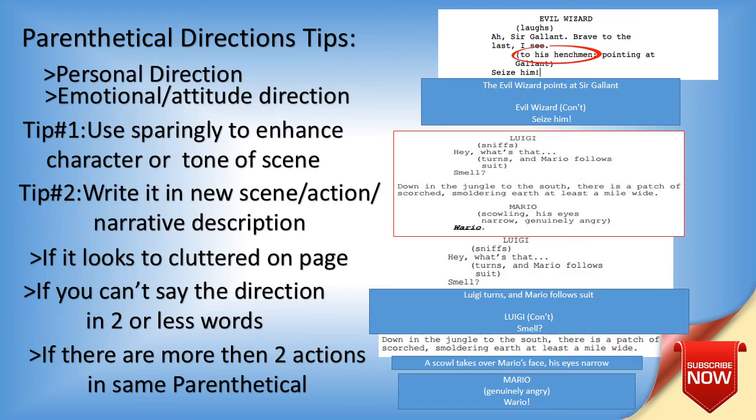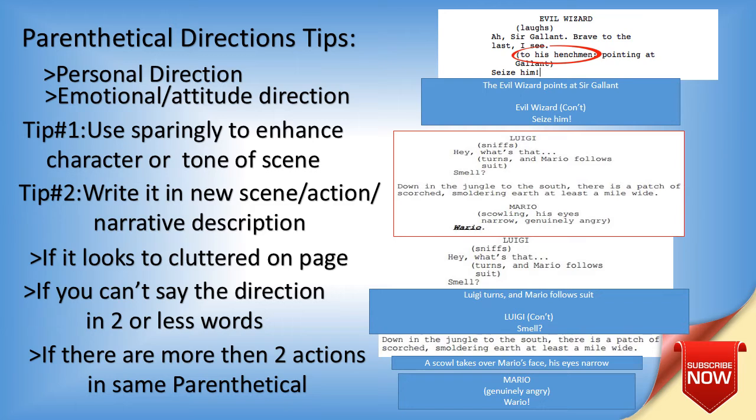So you got two directions in there that was followed beforehand with the laughter of the emotional direction. So what you could do is keep the laughter, the laughs, make the evil wizard say his dialogue in a non-serious laughing manner, but then cut that double direction to his henchman pointing at Galahad just cut that in half.